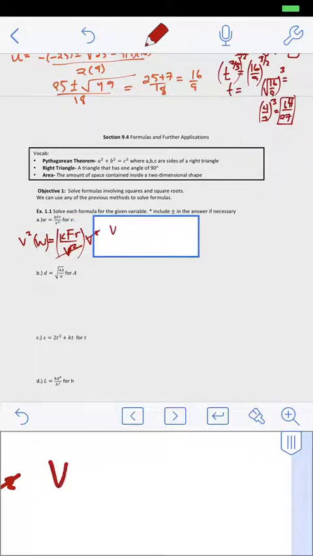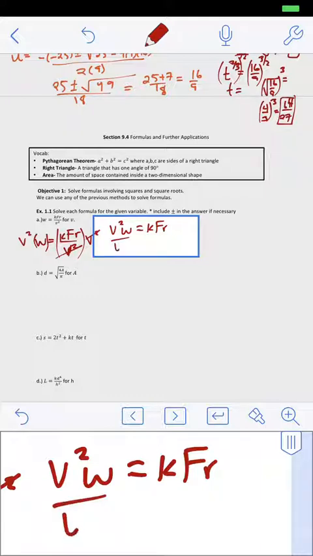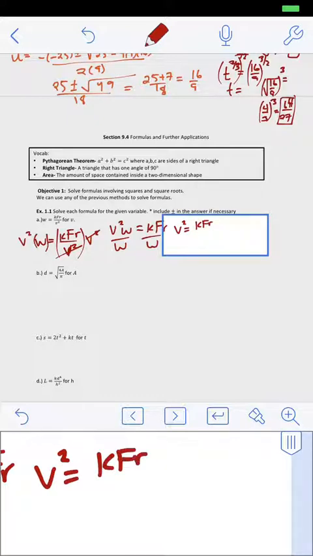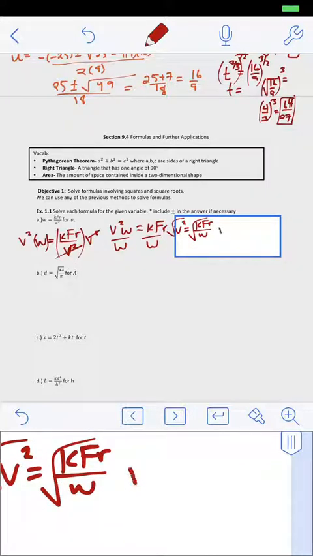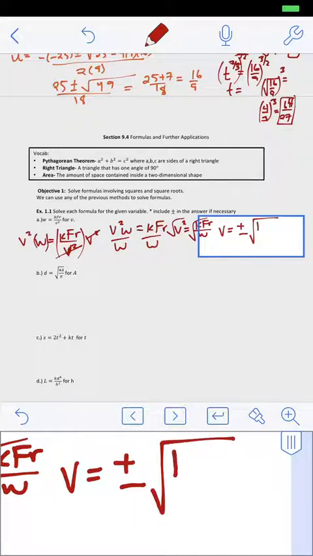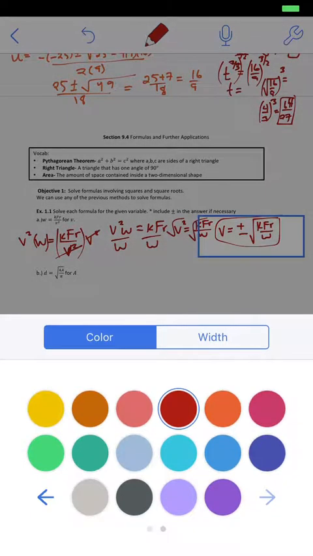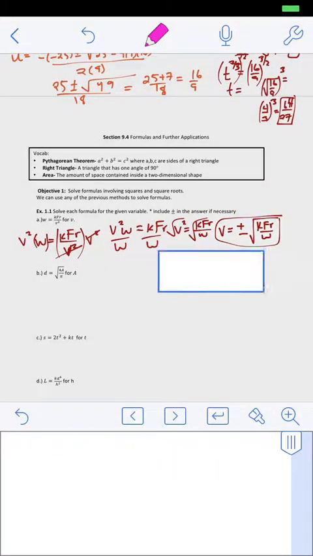V squared W equals KFR. Now I need to divide by W to get that W out of the way. Go as far away from the variable as I can. V squared is equal to KFR over W. And then I take the square root of both sides. So V is equal to plus or minus, that still applies here, the square root of KFR over W. I have solved for V. Sweet.